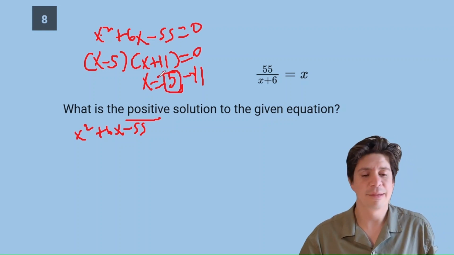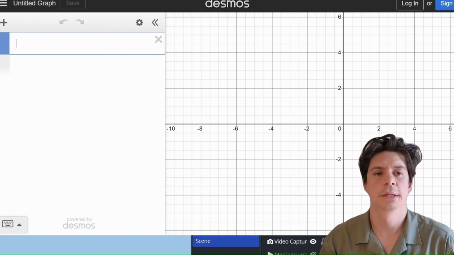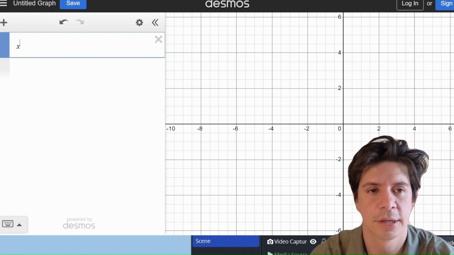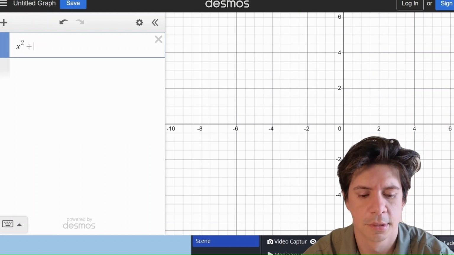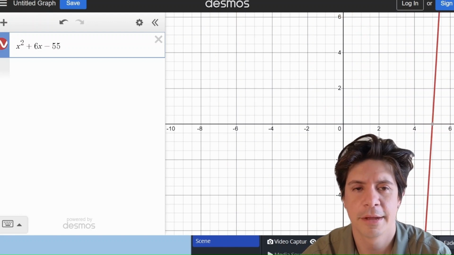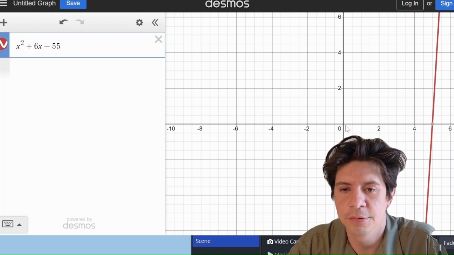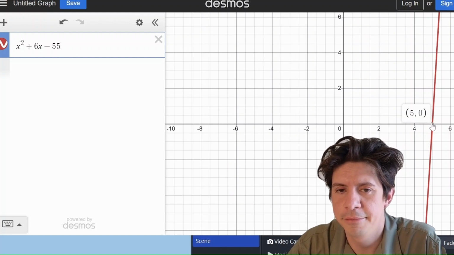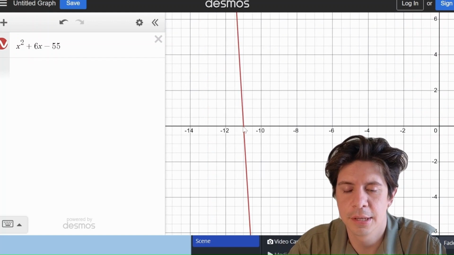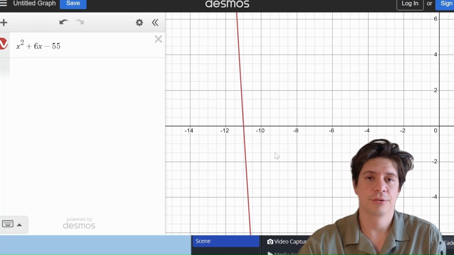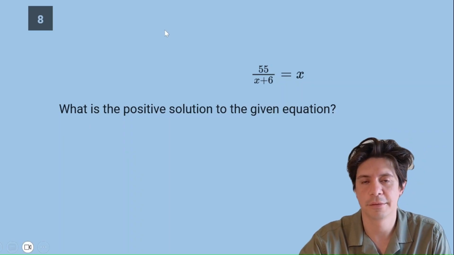Okay, you know what? I am going to do Desmos just because I'm feeling cheery. So here we're going to do x squared plus 6x minus 55. You just plug it in there and you're going to get that it equals 5, okay? And if you scrolled over, you would get this one here, negative 11. So then if we go back to the question, and again, with the graph, you get 5.